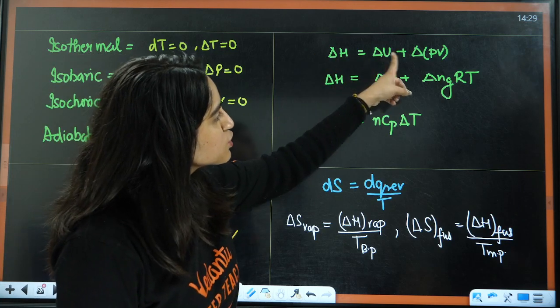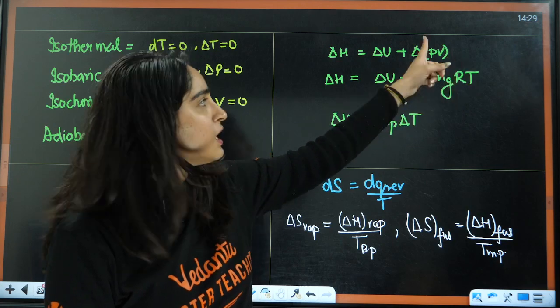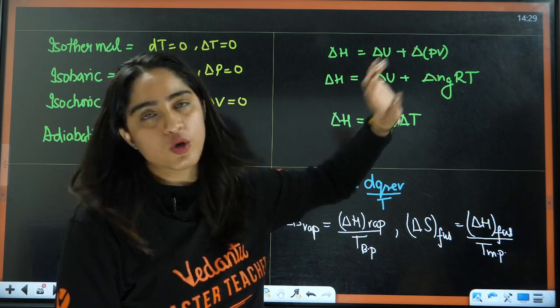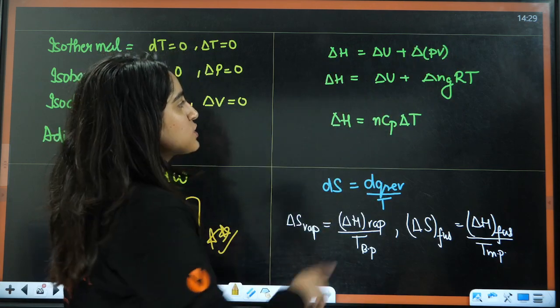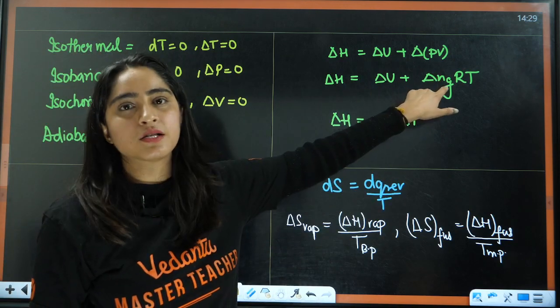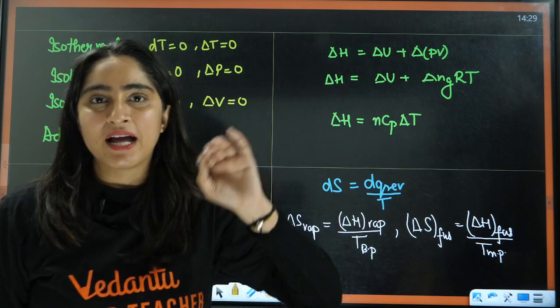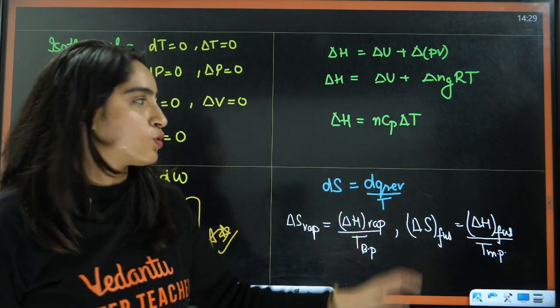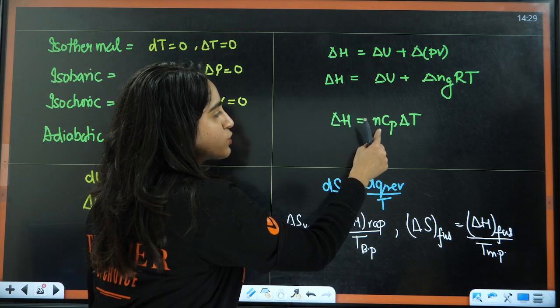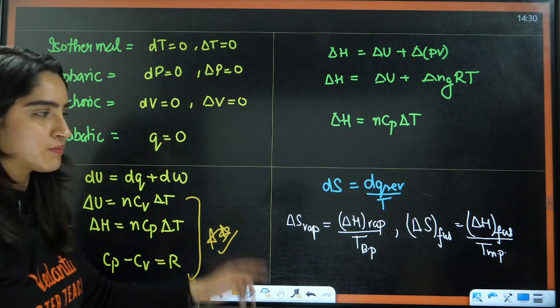So delta H equals delta U plus delta PV. Always remember these two are also in delta. This is also not constant, this is also not constant. Either you can apply this formula or you can apply that formula. If you are given some chemical equation, you will apply this formula, that is delta H equals delta U plus delta Ng RT, where delta Ng is nothing but the number of gaseous moles of product minus the number of gaseous moles of reactant. So delta H is also equal to nCp delta T, what we have done here also. This is the same thing, right?